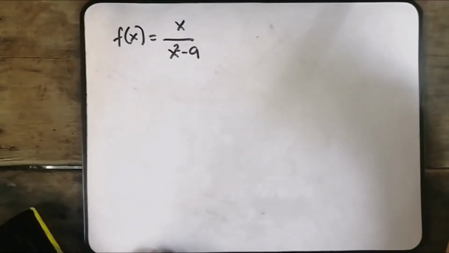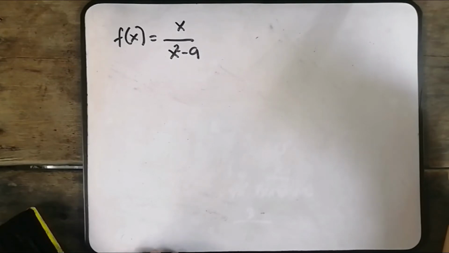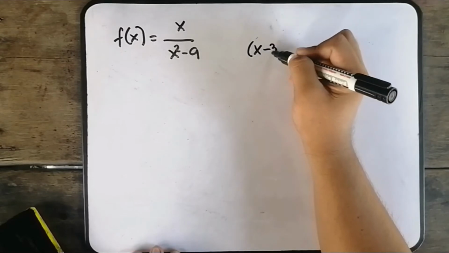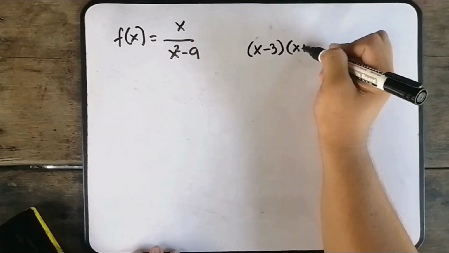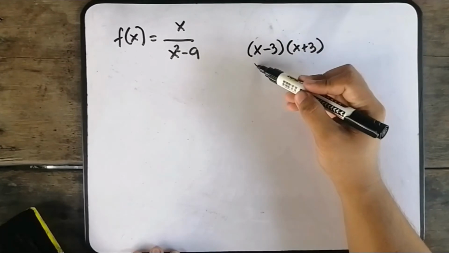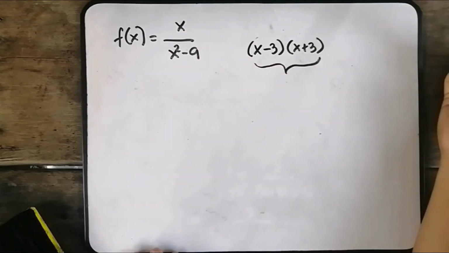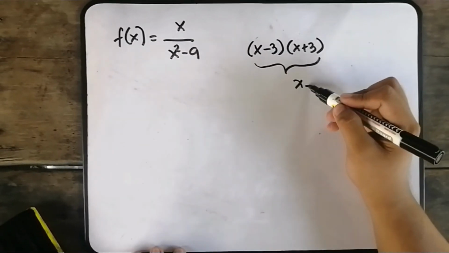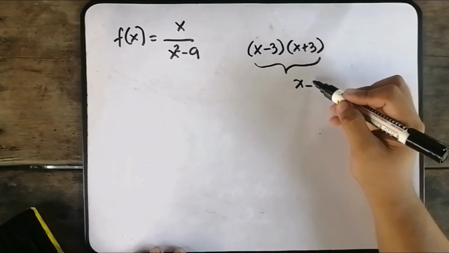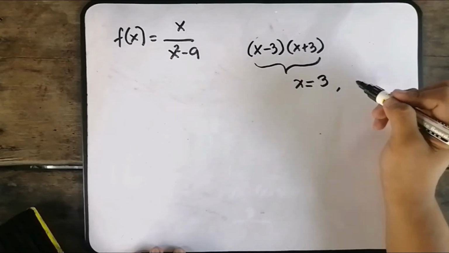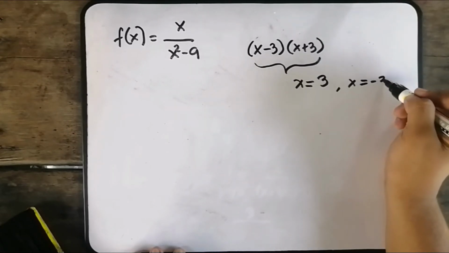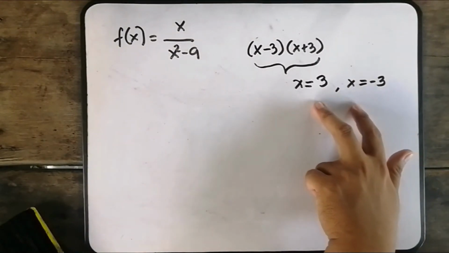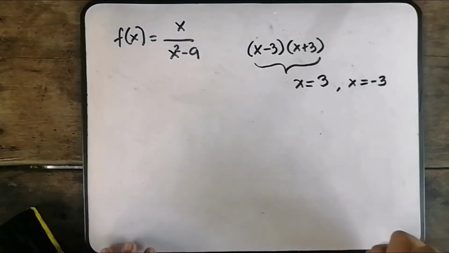So we have the function f of x equals x over x squared minus 9. By looking at the denominator, the factors are x minus 3 and x plus 3. Therefore, these two factors here mean that the possible vertical asymptotes are at x equals 3 and x equals negative 3. So, to determine kung eto nga ba yung kanilang vertical asymptote, we check by using infinite limits.